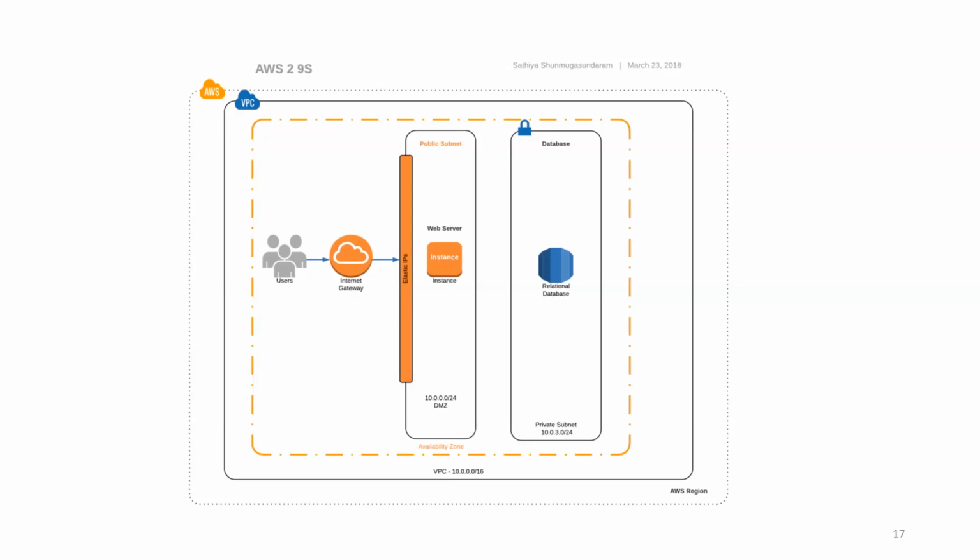How many servers are there? Only one. With one server, will you be able to get high availability? No. Even though you are in AWS, in a region, in a VPC, even in an availability zone, if you have only one server, there is no high availability.